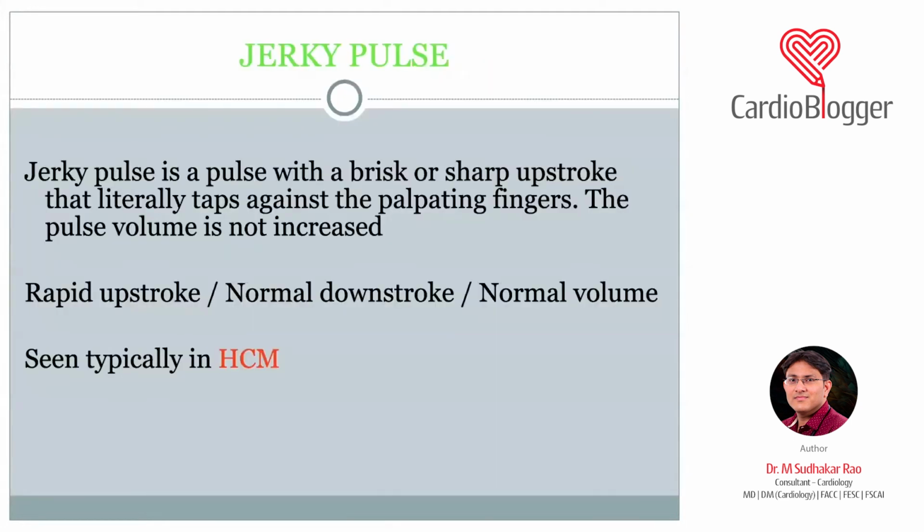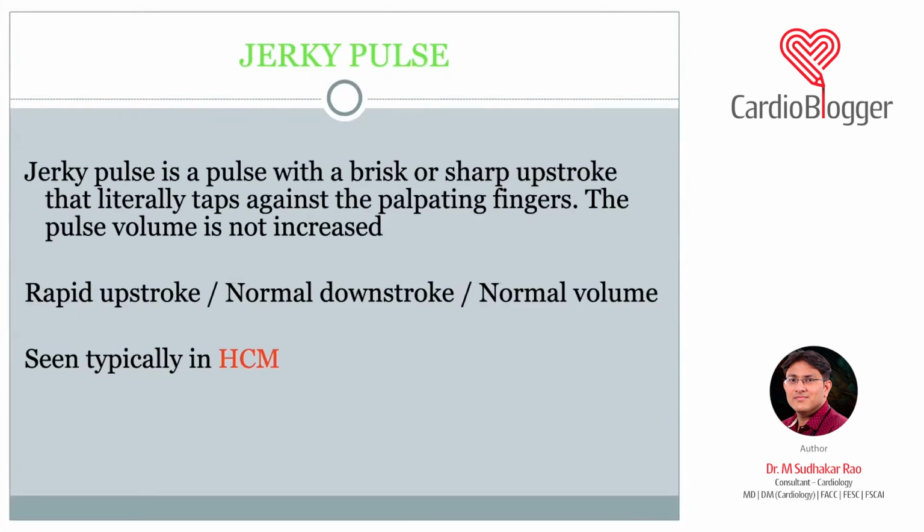Now let's go to the next important pulse, which is a jerky pulse. Now what is a jerky pulse? I just now described a mini collapsing pulse. A mini collapsing pulse is a high amplitude pulse with a normal volume, normal pulse pressure, seen in mitral regurgitation.